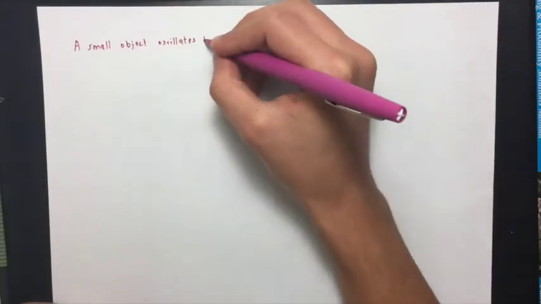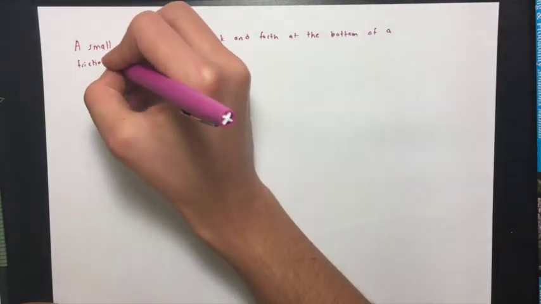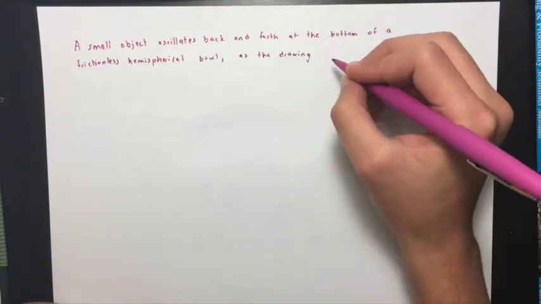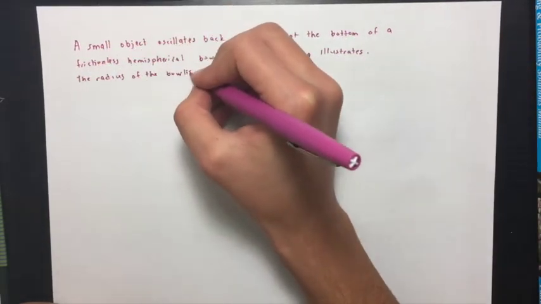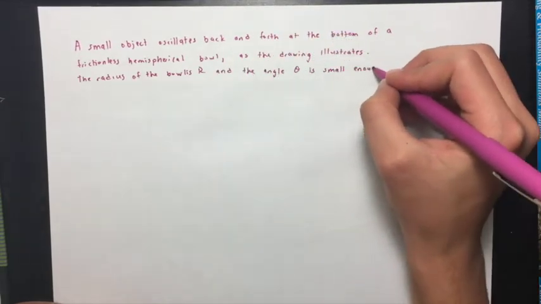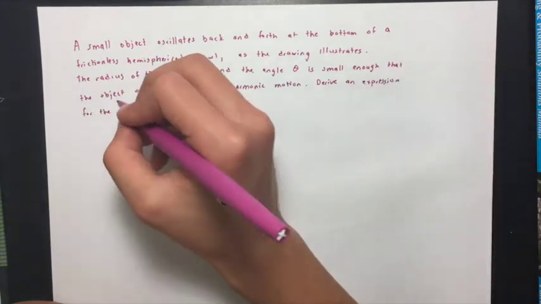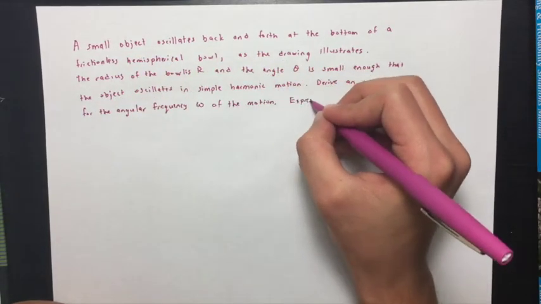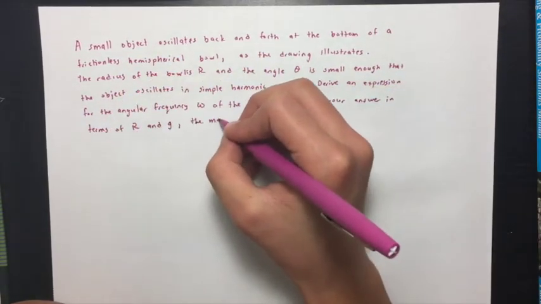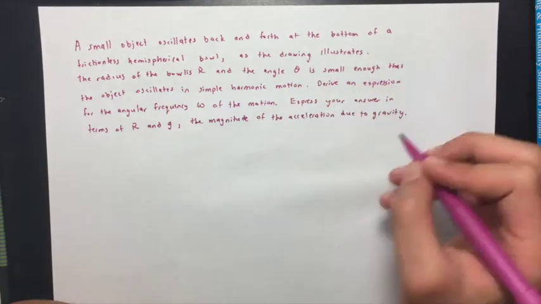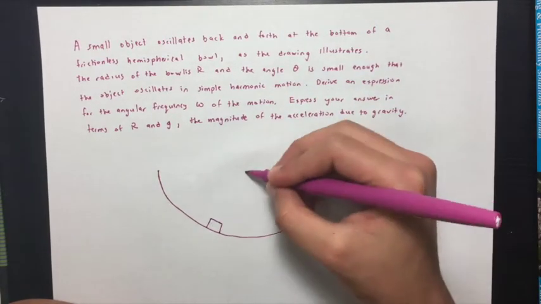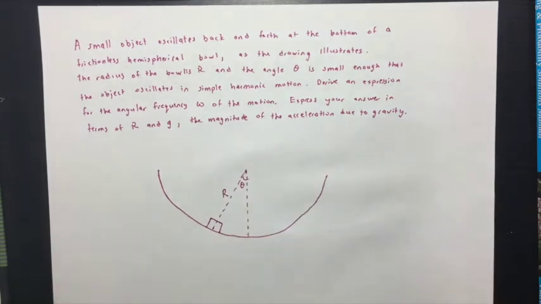A small object oscillates back and forth at the bottom of a frictionless hemispherical bowl, as the drawing illustrates. The radius of the bowl is r, and the angle theta is small enough that the object oscillates in simple harmonic motion. Derive an expression for the angular frequency omega of the motion. Express your answer in terms of r and g, the magnitude of acceleration due to gravity.